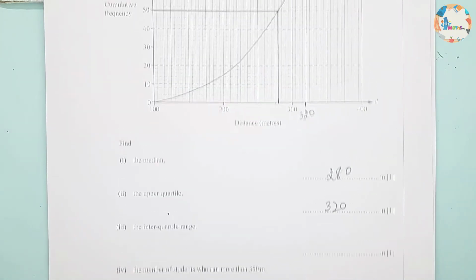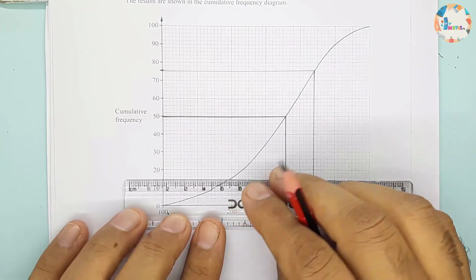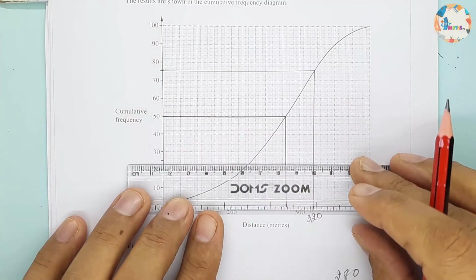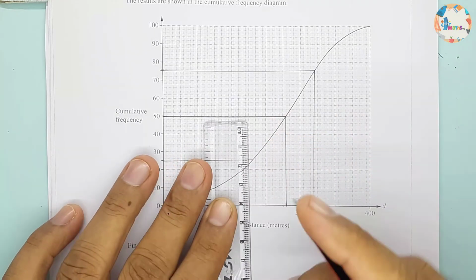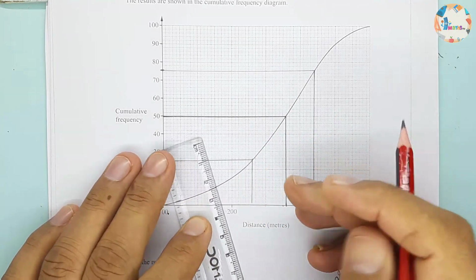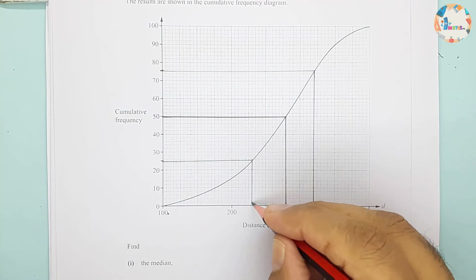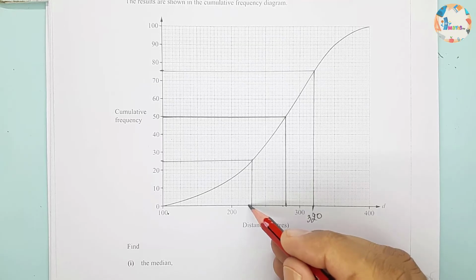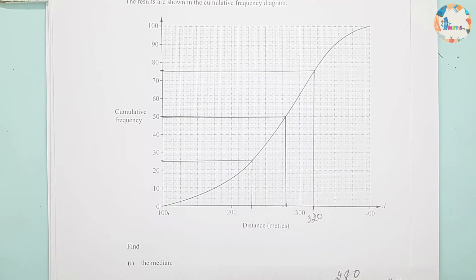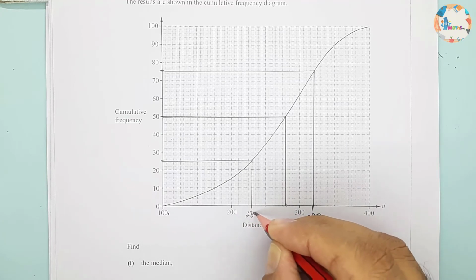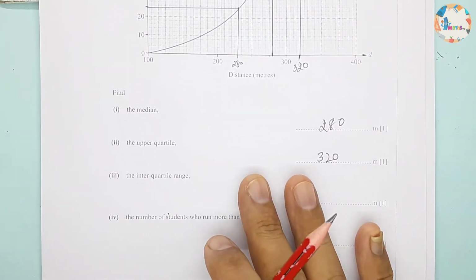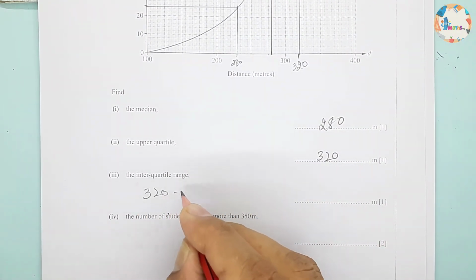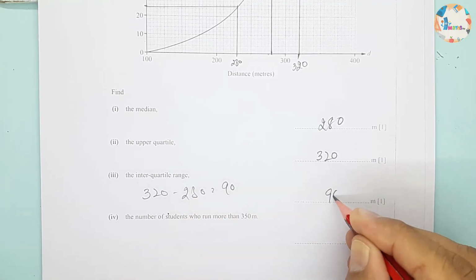For the interquartile range we need the lower quartile first. Lower quartile means the 25th percentile, so the 25th percentile will be here. If we check the reference for the 25th percentile, it will be up to this one. This will be 225, so we can write this value as 230. So 320 minus 230 will be equal to 90. So the interquartile range will be 90.